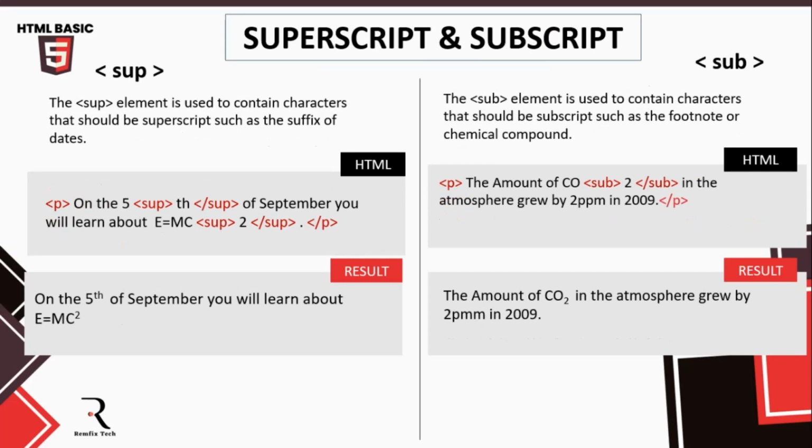So we also have superscript and subscript. Superscript is represented with this particular term sup. This is an element used to contain characters that should be superscripts, such as the suffix of a date, or maybe you have an equation, or you want to reference a particular date. It also has an opening tag and a closing tag. You can see the opening tag here and the closing tag here, and you see the result here, that the th is now superscript. We also see another example with EM. So I want you to pause this video and try this out also.